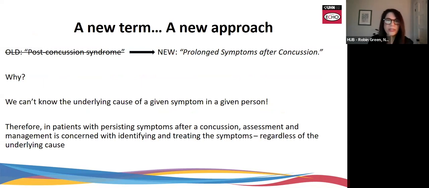As you can see on this slide, we have crossed out the now outdated term post-concussion syndrome. We now talk about prolonged symptoms after concussion. The old term suggests a syndrome that is caused by the concussion. However, when a patient presents weeks, months, or years after a concussion, we really can't know the underlying cause of any given symptom. We don't know if a symptom was caused directly by the concussion or if it was around before the concussion. We don't know if a symptom, for example, attentional disturbance, is attributable to the organic effects of the concussion on the brain, or if the attention problems are secondary to something else, like anxiety or poor sleep. Therefore, in patients with prolonged symptoms after concussion, assessment and management is concerned with identifying and treating the symptoms, regardless of the underlying cause.